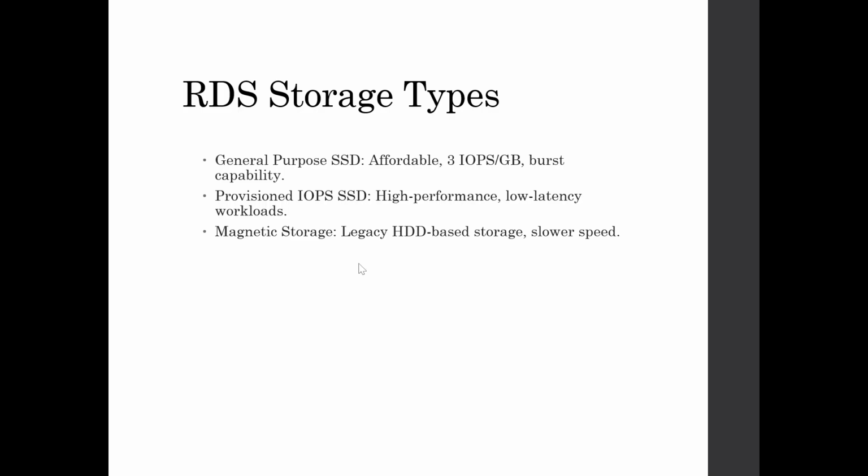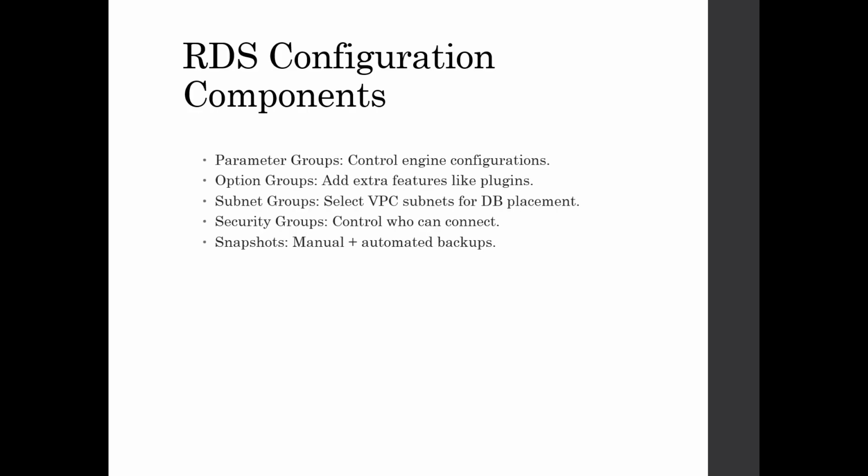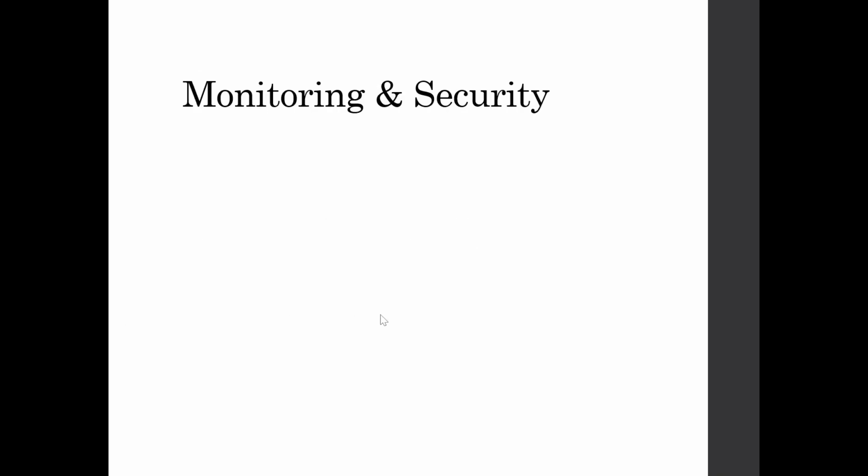Next we'll see RDS configuration components. So we have parameter groups, option groups, subnet groups, security groups, and snapshots for manual and automated backups. What are parameter groups? They control engine-level settings. Option groups enable extra features like encryption, plugins, etc. Subnet groups choose which VPC subnets the DB will use. Then we have security groups, which control DB access, who can connect. Snapshots give backup and restore at any time, along with point-in-time restore.